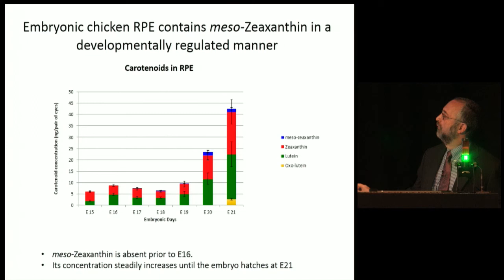Meso-zeaxanthin appears on E17, embryonic day 17. It is not present E15 or E16. So we're going to see this is developmentally regulated when meso-zeaxanthin appears. And this is in the retinal pigment epithelium, not in the retina. Sorry about what I was saying there. But you can see that it appears in the retinal pigment epithelium, E17, and does increase through time.